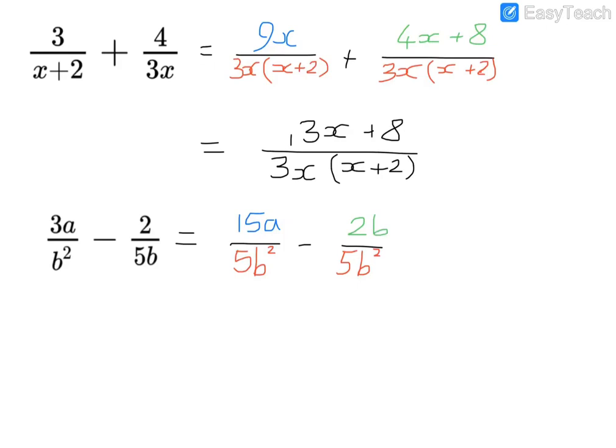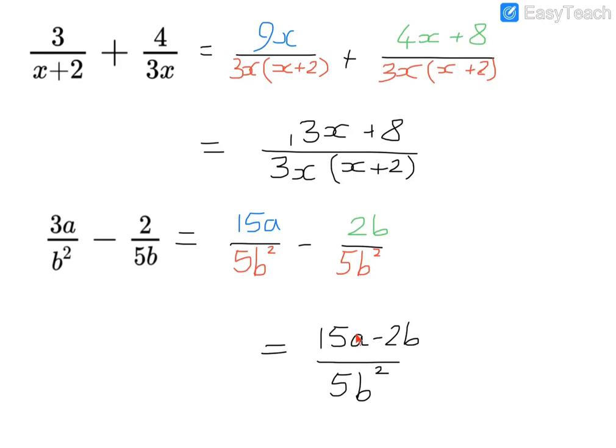So now my new denominator is 5b squared. Oh, I haven't given myself much space for the top part there. Sorry, apologies, I'll rub that out and start again. So my denominator will be 5b squared. My numerator is going to be, remember we're doing a subtraction, 15a take away 2b. And there's no simplifying I can do here because these aren't like terms.